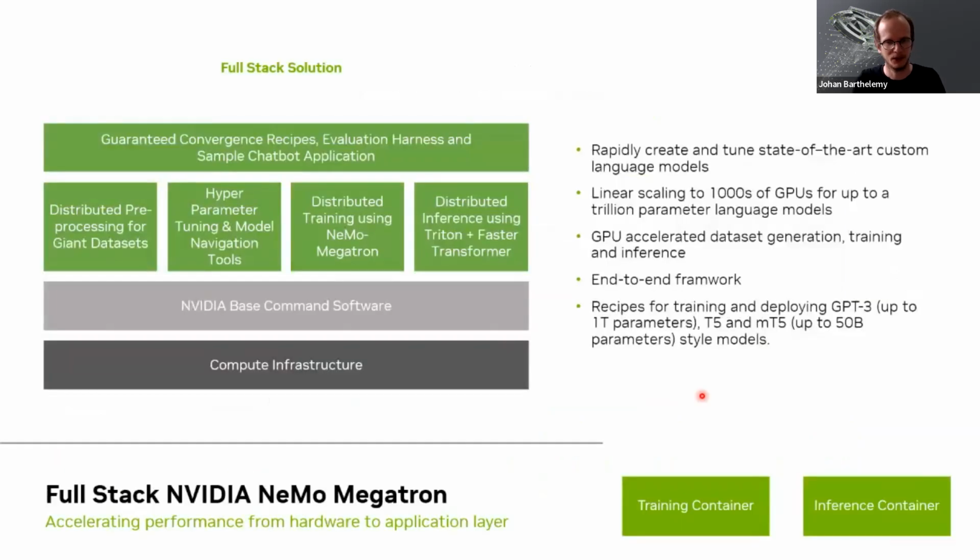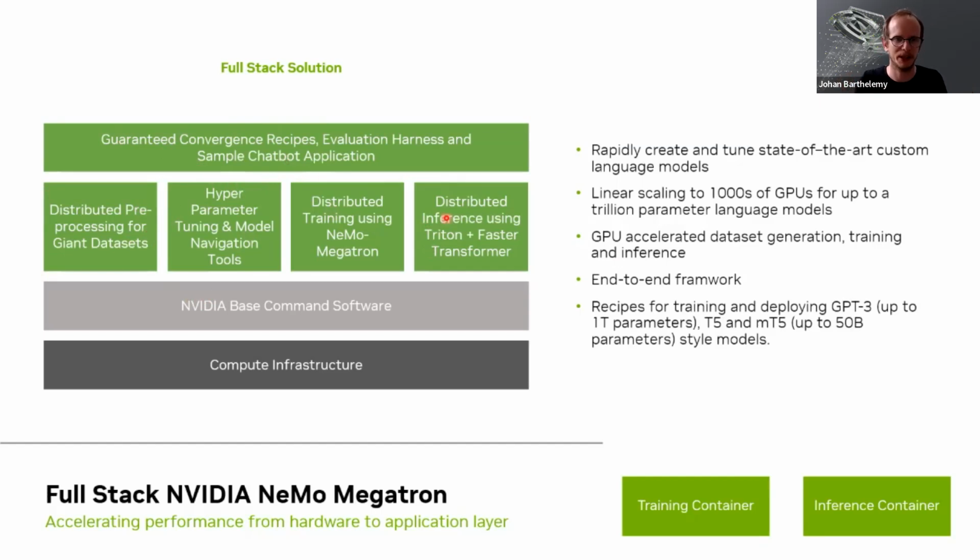It's basically coming in 2 different containers, right? One for training and one for inference. Those 2 containers will give you guaranteed convergence recipes and also some sample applications for chatbots. It will come with tools for distributed pre-processing for giant datasets, so data curation, deduplication, tokenization. Good tools for hyperparameter tuning and model navigation, so making sure that you use the right hyperparameters to train the model and finding the right architecture for you.